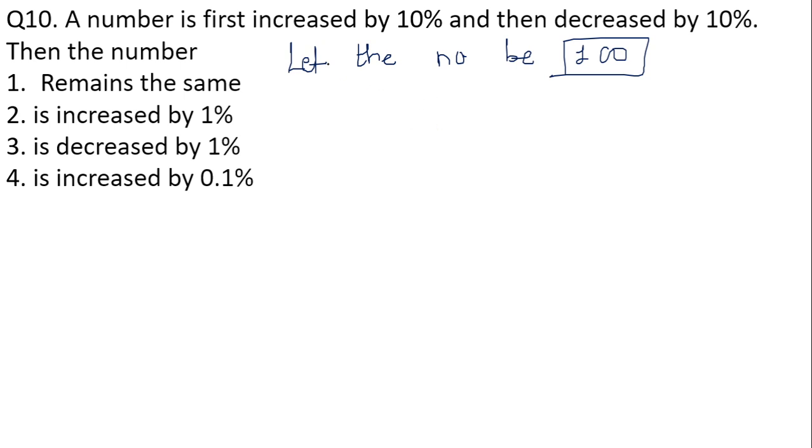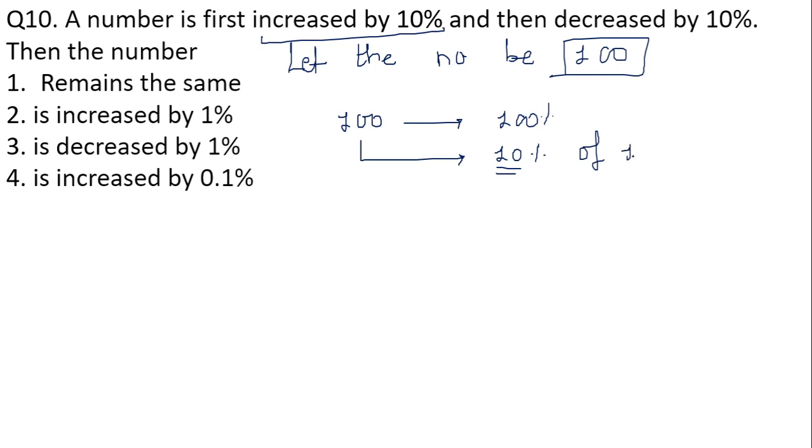So if I increase this by 10%, let us consider the 100 as 100%. So what is 10% of 100? 10% of 100 is 10. So let the number be 100. Now we have increased this 100 by 10%, which means we have increased it by 10. So the number that we are getting is 110. Now this 110 we have further decreased by 10%.